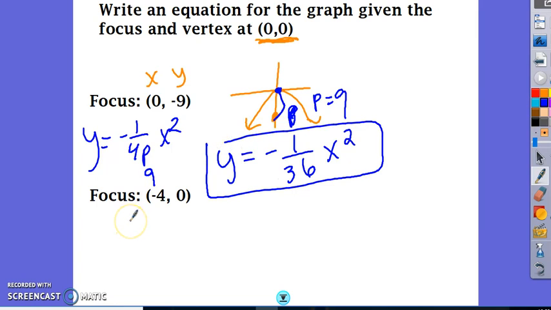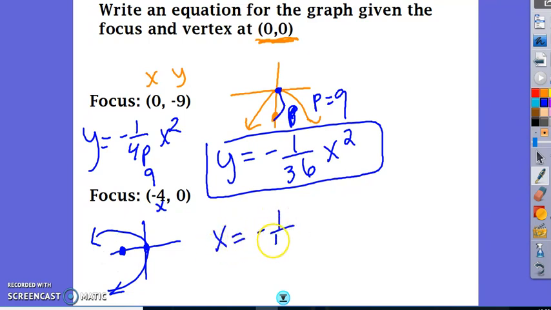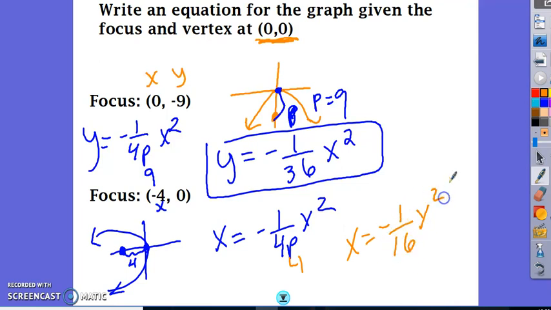This example is very similar, except that my focus is on the x-axis at -4. My center would be 0, 0, so it's opening this way. So this time it's going to be left, so -1/4p y squared, where p is this distance, which from 0 to -4 would be 4. So x equals, plug in 4 there, you get -1/16 y squared.